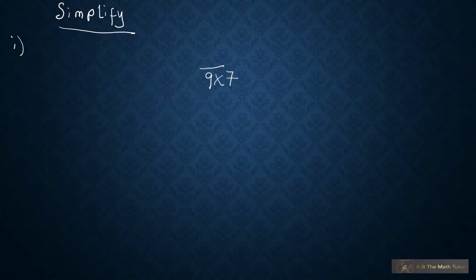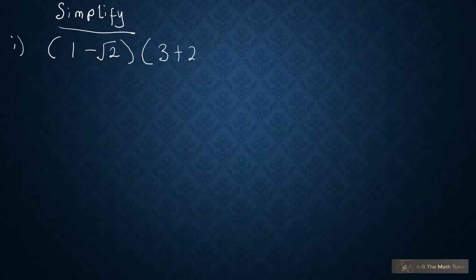Okay, so it says simplify 1 minus root 2, all multiplying the expression 3 plus 2 root 2. Now, I mentioned earlier that when you have these kinds of problems, you can choose any of the two terms. So this is one term and this is another term. You can choose any of those two terms, write it twice, and then you distribute the subterms over each term.